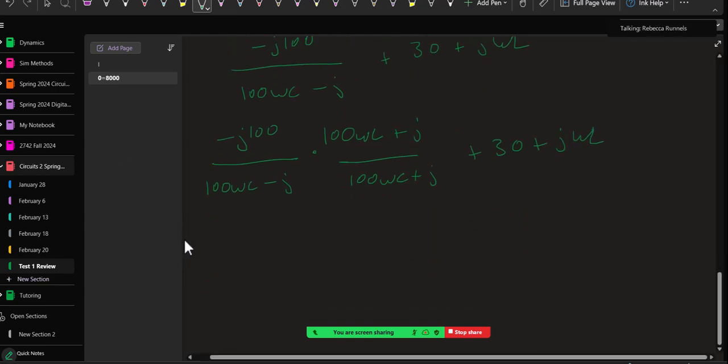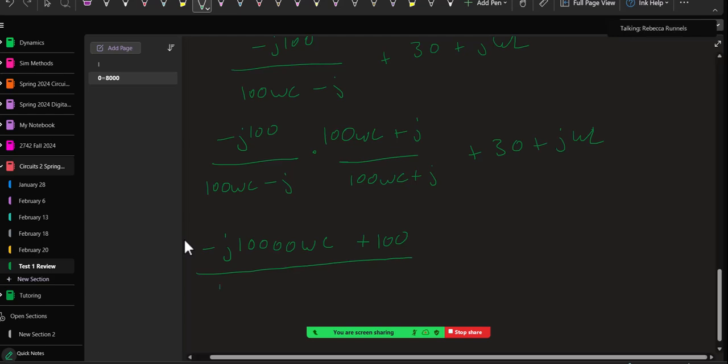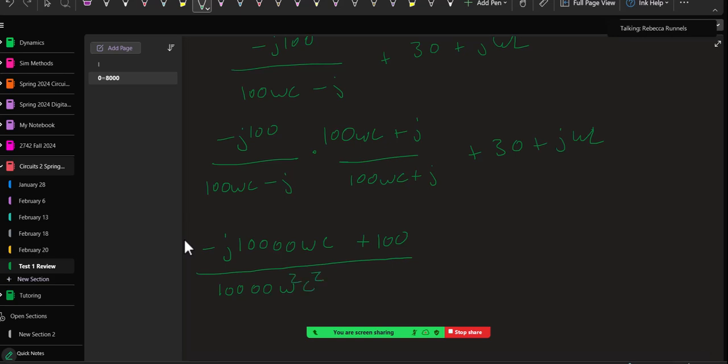I get minus J10000 omega C plus 100 over 10000 omega squared C squared plus 1, plus 30 plus J omega L.